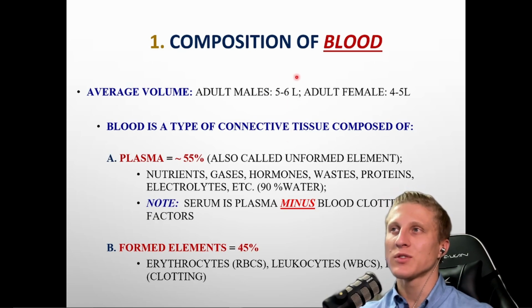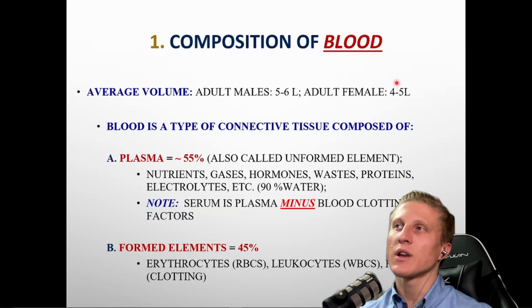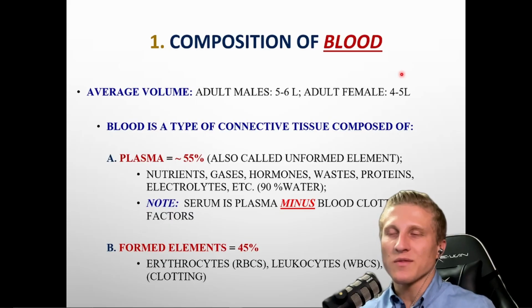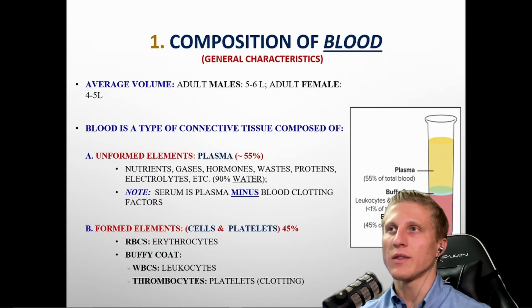So adult males are typically on average going to have between 5 to 6 liters of blood, and females are going to have between 4 to 5 liters of blood. This is basically just a consequence of the typical size difference between males and females. Males tend to be a bit larger, therefore they have proportionally more blood. All right, nothing too crazy right there.